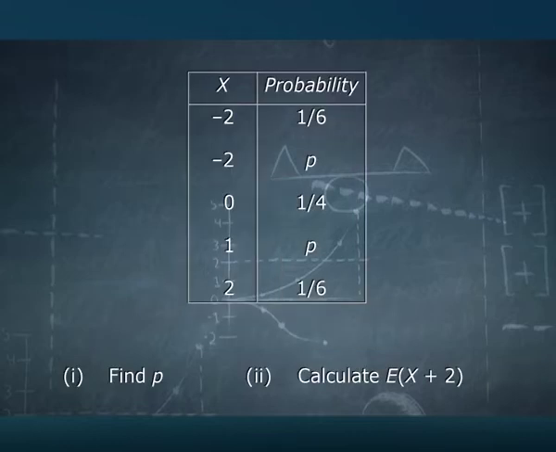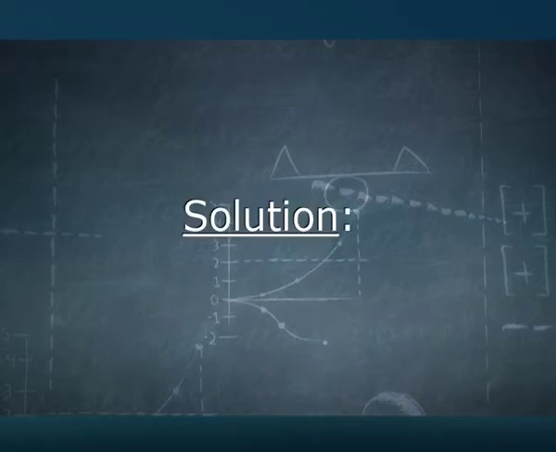We will look at one of the examples here. A random variable capital X has the following probability distribution as given in the table. We are supposed to find first the value of small p, and second, calculate E of X plus 2, that is, the expected value of X plus 2. So, we will see the solution for this.